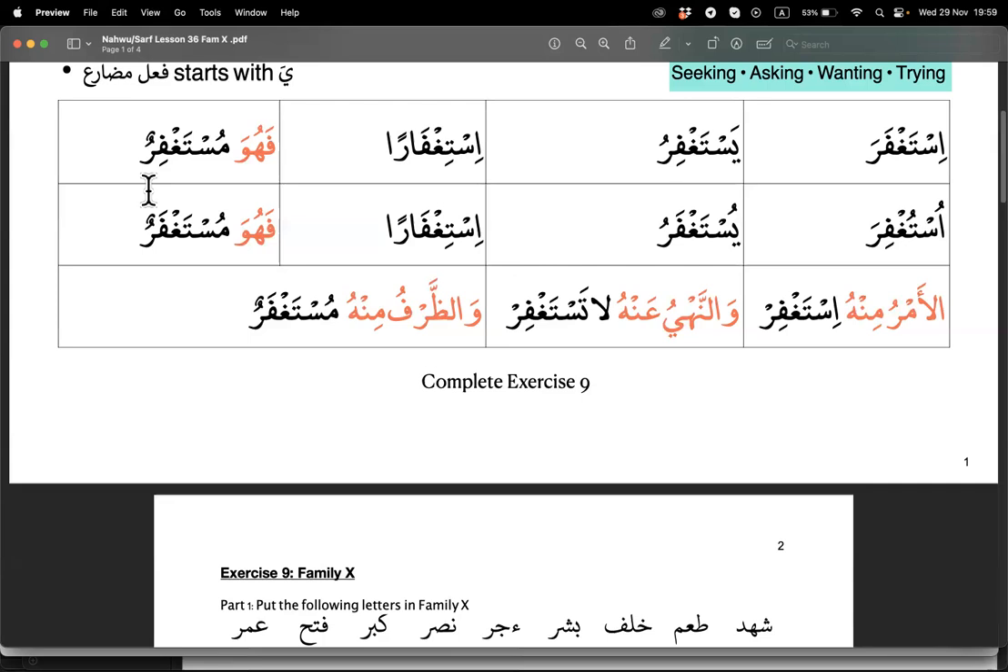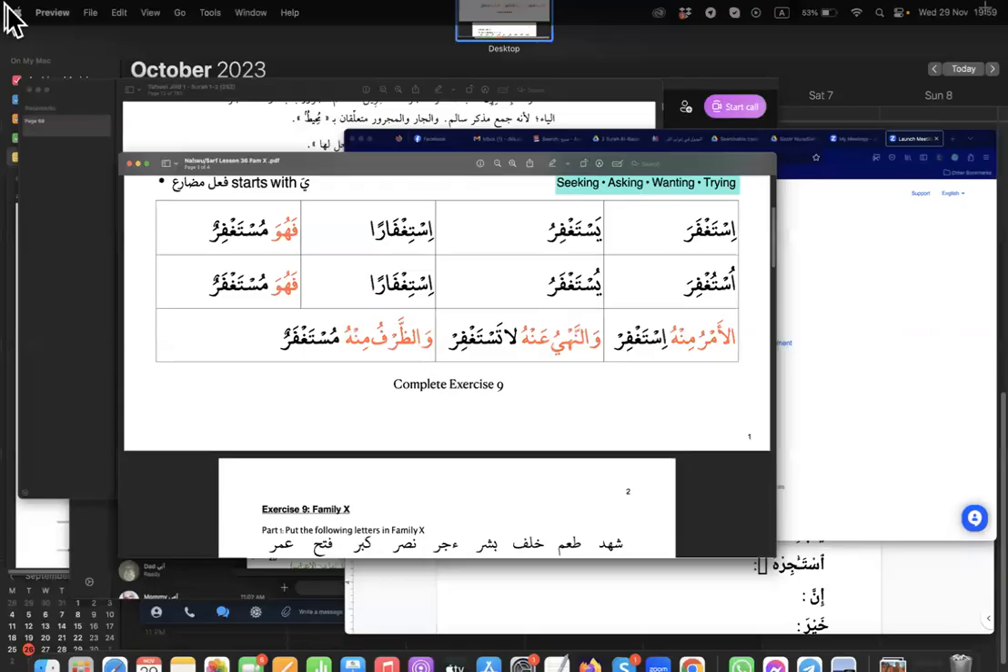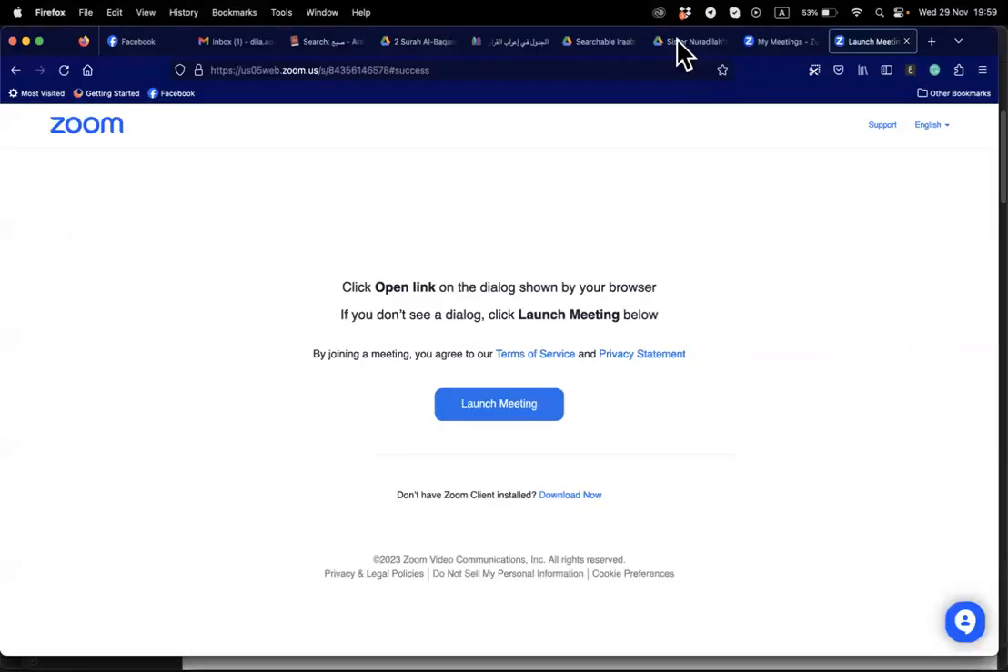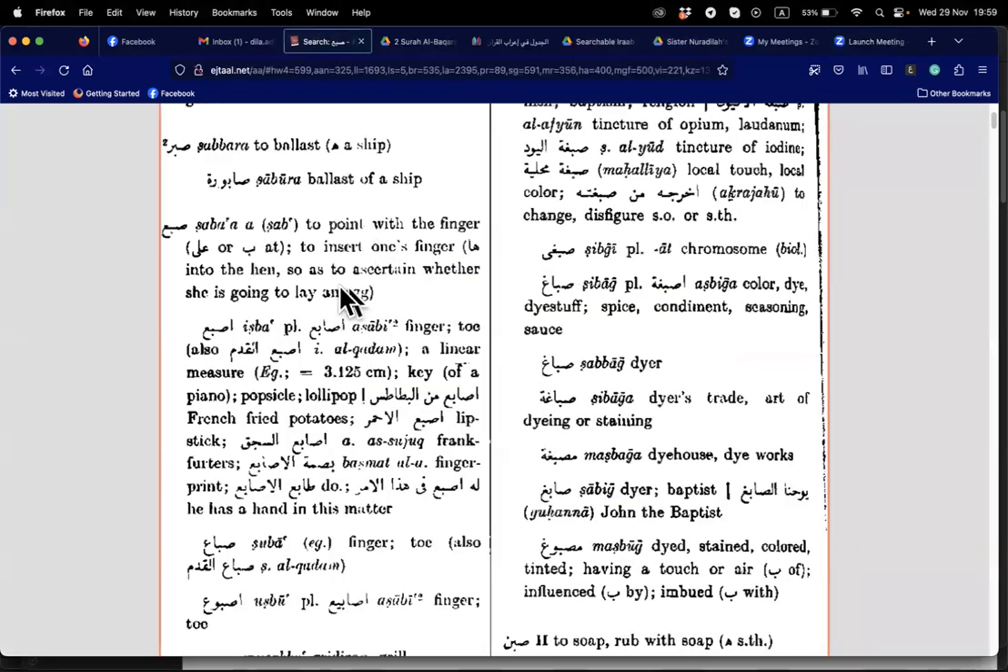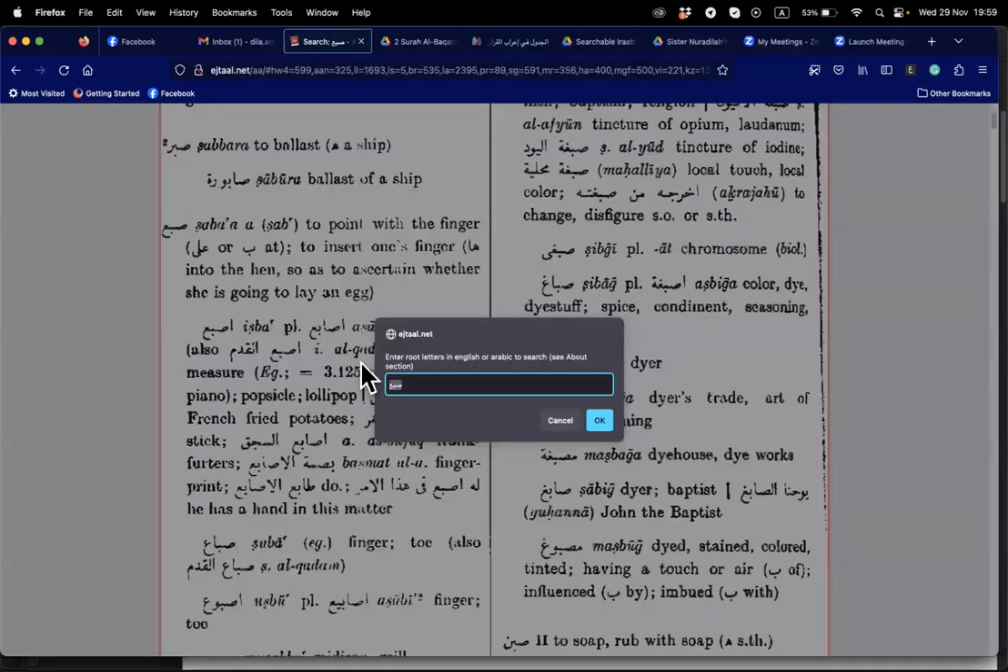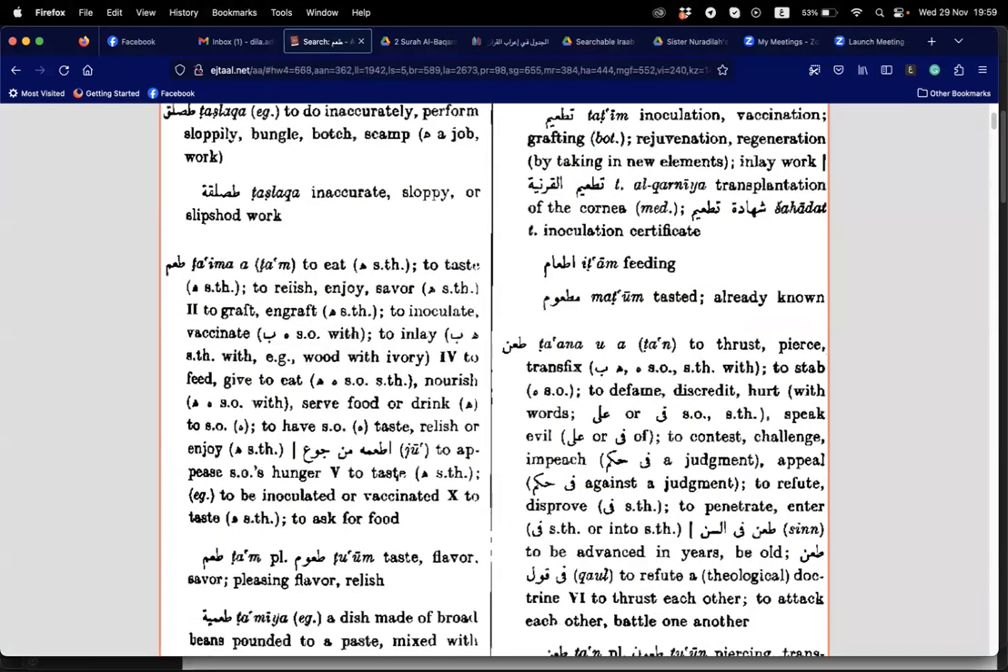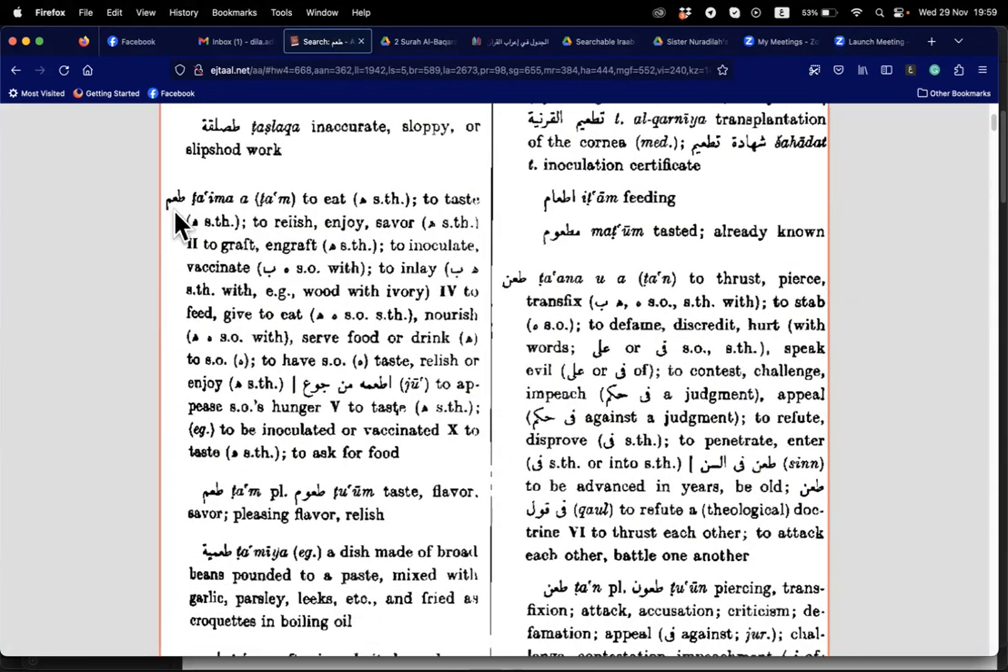When you use the dictionary, the one that I teach you to use, Hans Wehr, all of these are already in there. So basically, if you find ta'ama, I will talk about family 1, but basically it means to eat. And then I said just now family 4, so to feed. So it's already there. You see, family 10: to taste or to ask for food.